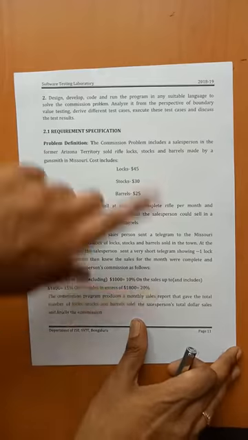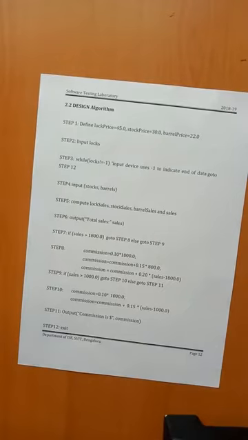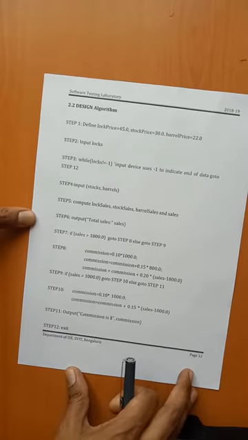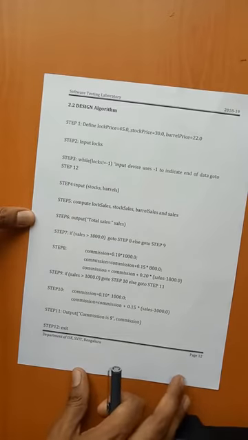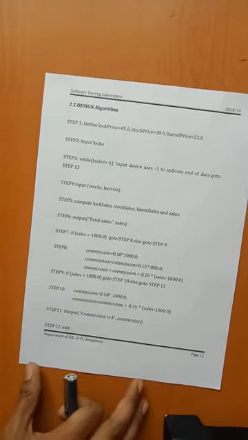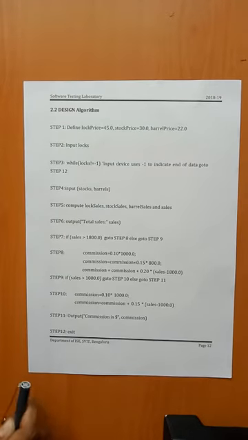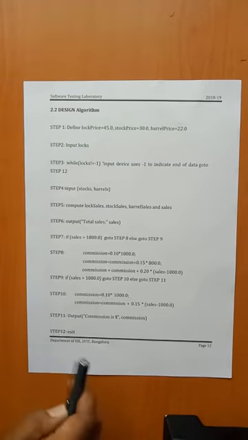Based on this design, we are going to write an algorithm. Step 1 is to define the lock price, stock price and barrel price that have been given in the problem statement. Then we give the inputs. Whatever input is considered for the locks, depending on that we need to calculate the sales value, and depending on the sales value, we need to calculate the commission.